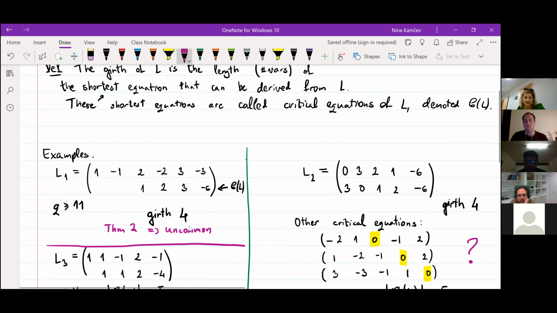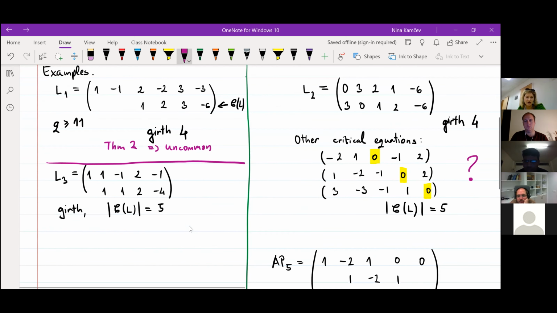However, for L3, we have a similar situation. Girth 4, sorry, we have girth 4. We have 5 critical equations, but these are all uncommon. So actually, our theorem then implies that this system is also uncommon.